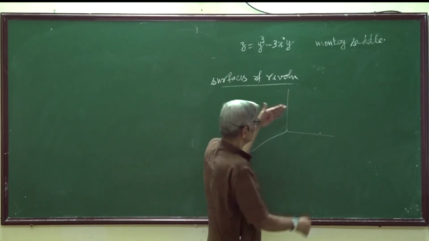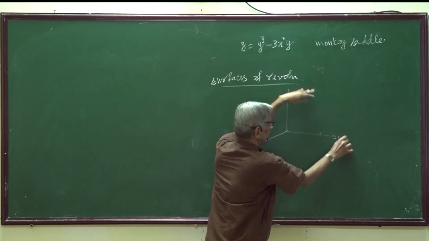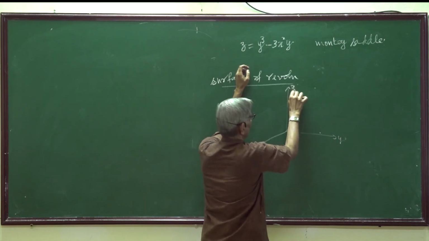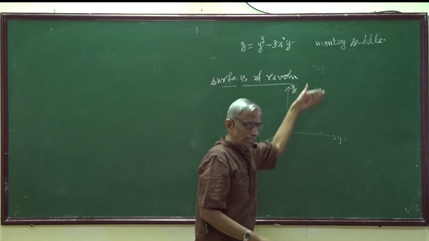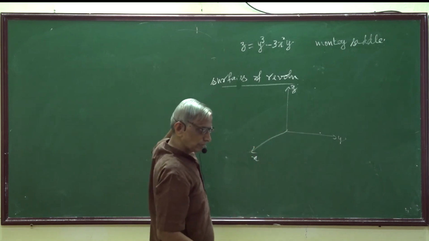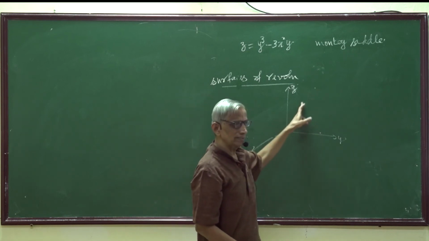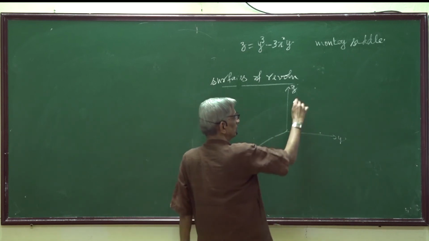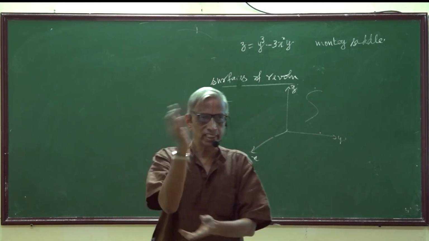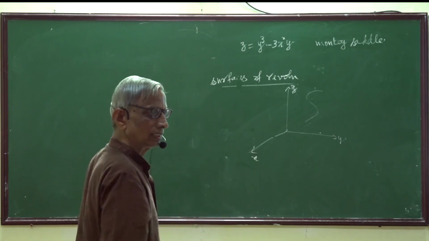So this is y, z, x. Okay. So the board is the yz plane. The x-axis is perpendicular to the board. Okay. So you take some curve in the yz plane and rotate it about the z-axis. So what will you get? What will happen?